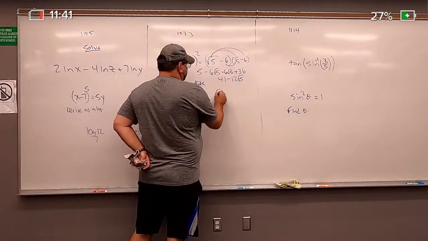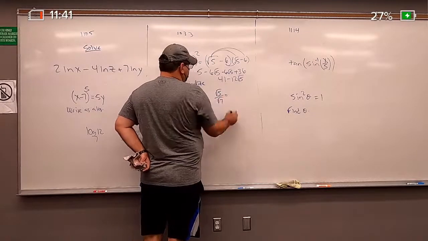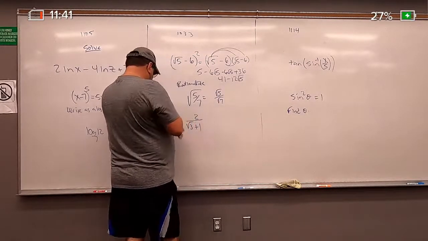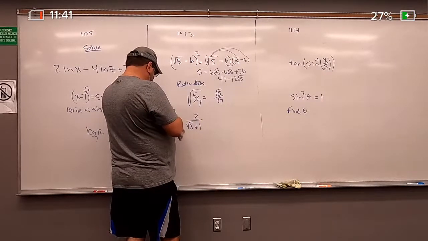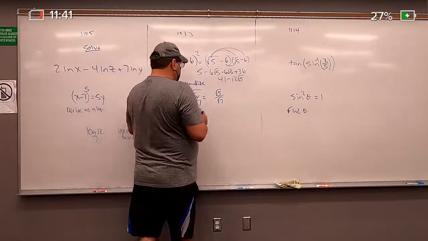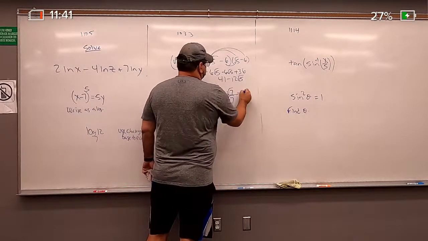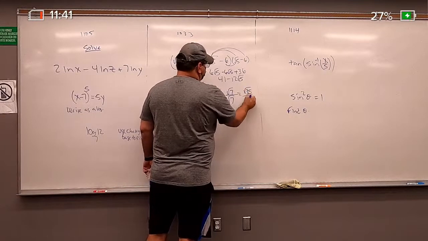So we're square root of 5 over the square root of 7. So we've got the square root of 35 over 7.